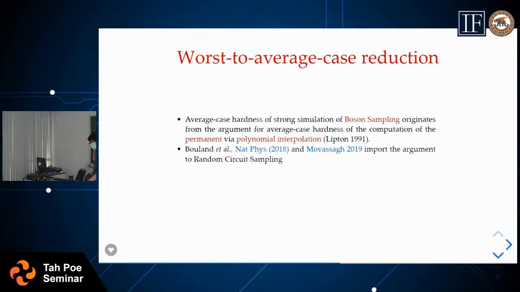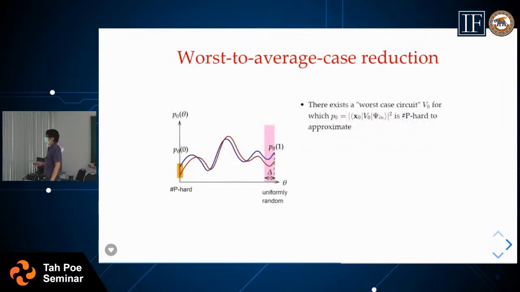I'm not going to go into a lot of details here, but from that key idea, a kind of technique has been developed, I think first in classical computation, to prove this kind of worst to average case reduction. And the idea is some kind of polynomial interpolation.